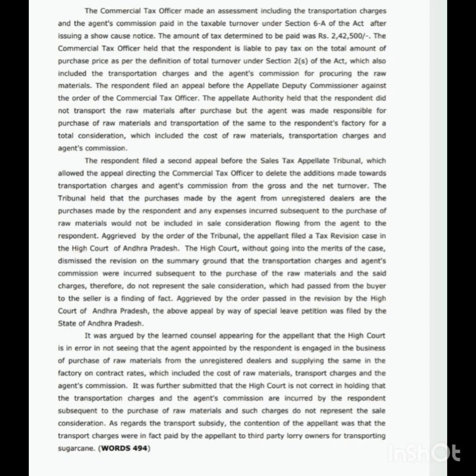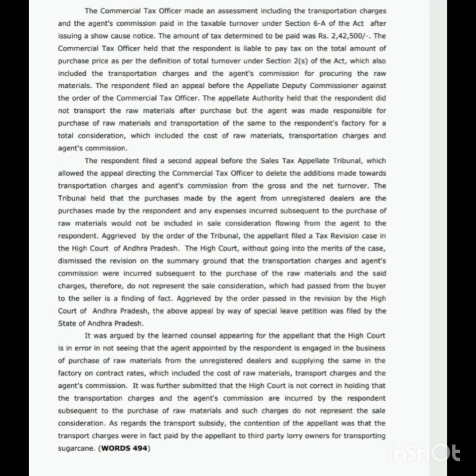Aggrieved by the order of the tribunal, the appellant filed a tax revision case in the High Court of Andhra Pradesh. The High Court, without going into the merits of the case, dismissed the revision on the summary ground that the transportation charges and agent's commission were incurred subsequent to the purchase of the raw materials, and the said charges therefore do not represent the sale consideration which had passed from the buyer to the seller, which is a finding of fact.